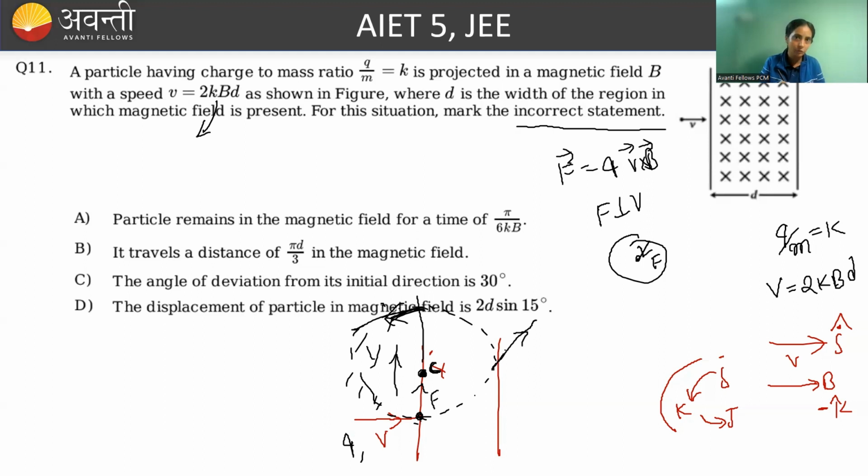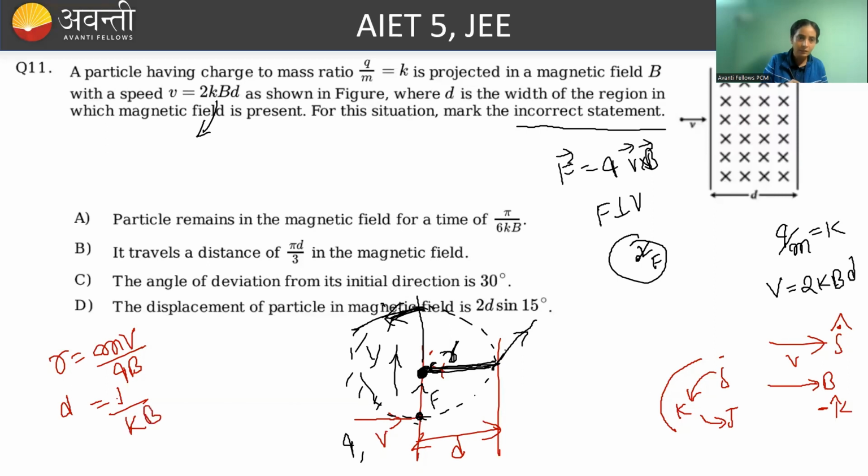And when these two cases are possible, just see here, if it is able to come out on the same side, this is the center of the circle, if you draw a line like this, this distance must be equal to the radius of the circle. Okay. And how we calculate radius, you all must be aware of. Radius we write as r equal to mv by qB. And here this distance is given, that is equal to d. So radius must be equal to d. Q by m is given as k, so m by q is 1 by k.